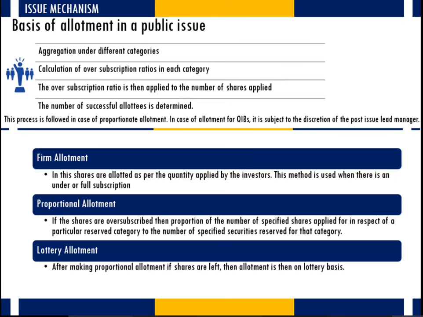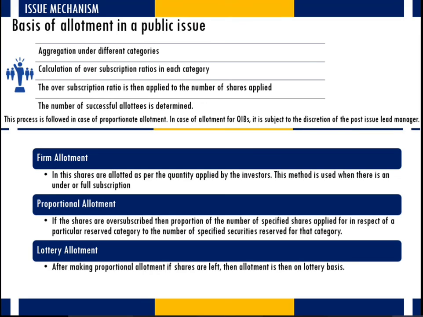On what basis? The answer to this question is that it is decided by the merchant banker, either by using the proportional allotment method or the lottery method. So you should learn now how the proportional allotment method and the lottery allotment method work. And remember, these two methods come into the picture only when there is oversubscription. When the number of applications and the number of shares are equal, it is called firm allotment. You don't have any tension in that case. Everybody will get shares, but the problem arises only when there is an oversubscription.